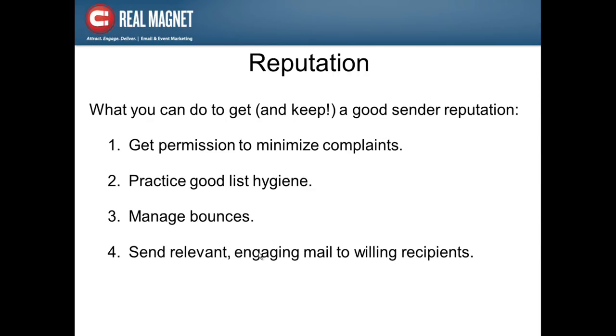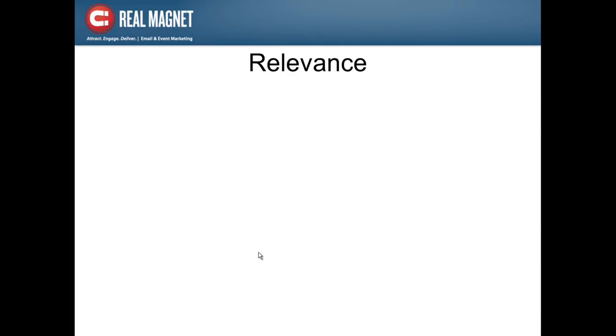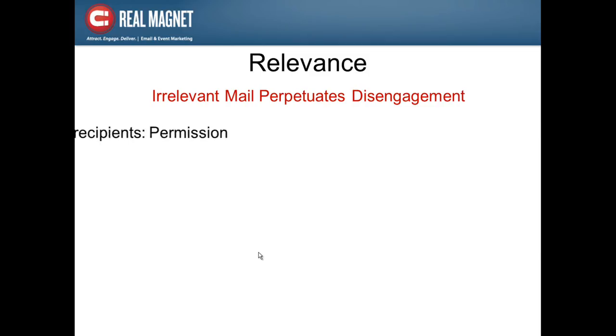So you want to lower the number of attempts to send email to addresses that actually don't exist, and we'll talk about that more in bounce management. That's part of good list hygiene. And send relevant, engaging mail to willing recipients. Just as sending that mail to willing recipients is good for engaging your recipients, the converse is also true. Irrelevant mail perpetuates disengagement. ISPs see when their recipients are not interacting with their email, and they take that into consideration when they make decisions about how to handle your email.